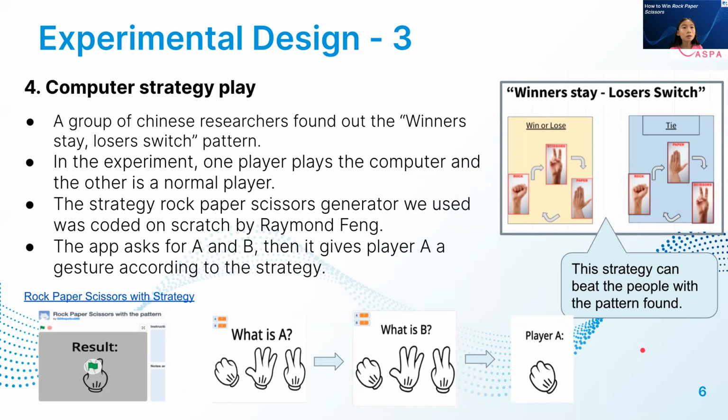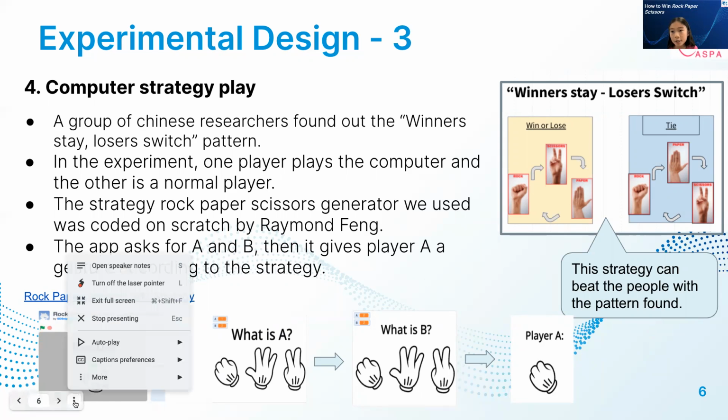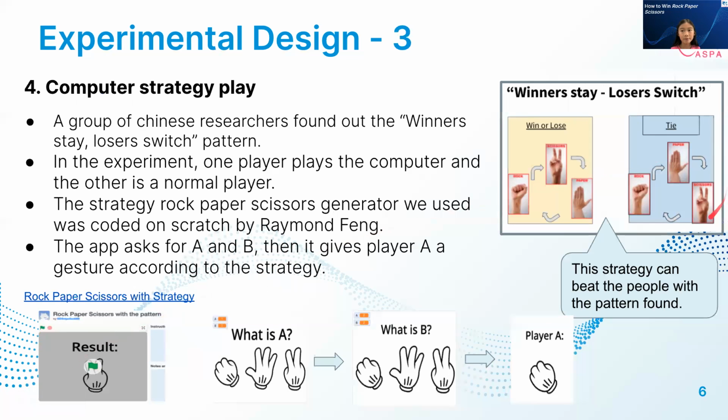Now let's go on to computer strategy play. A group of Chinese researchers found out the winner stay, loser switch pattern. This strategy can beat the people with the pattern found. So if you win or lose, follow this pattern: scissors, paper, rock, scissors, paper, rock. If you tie, follow this pattern: paper, scissors, rock, paper, scissors, rock.